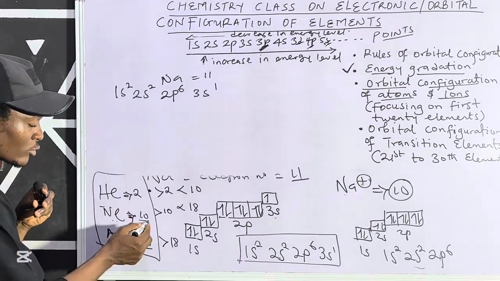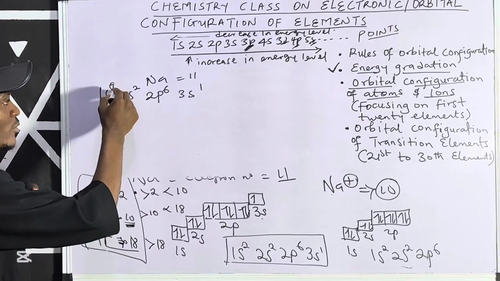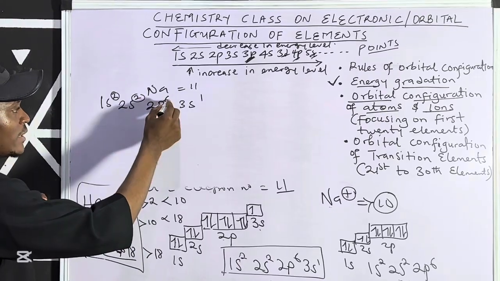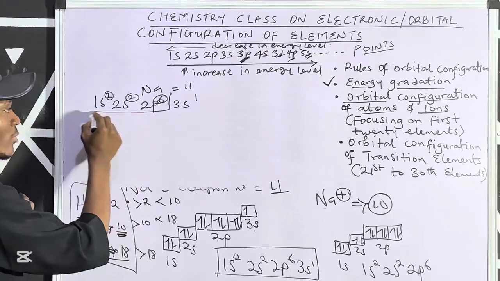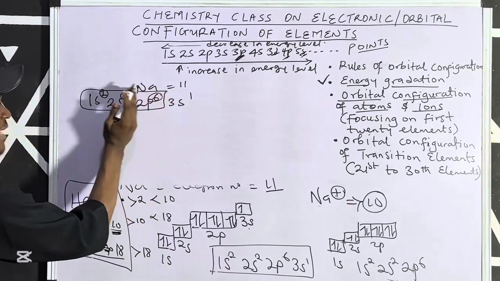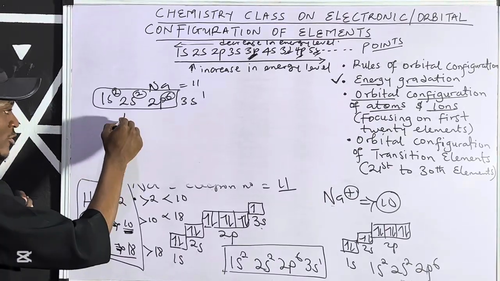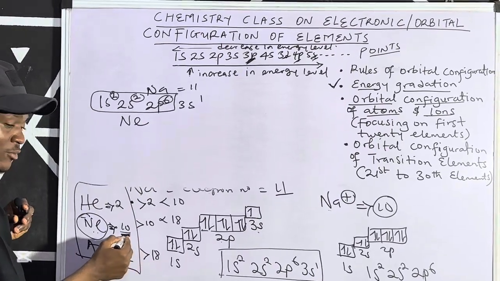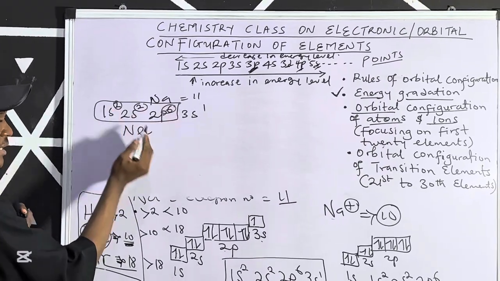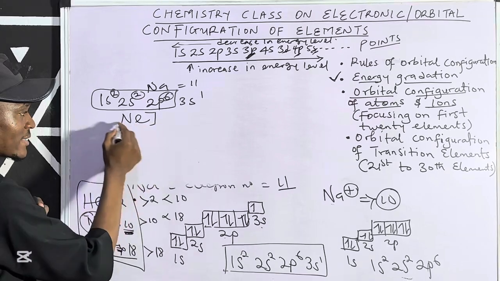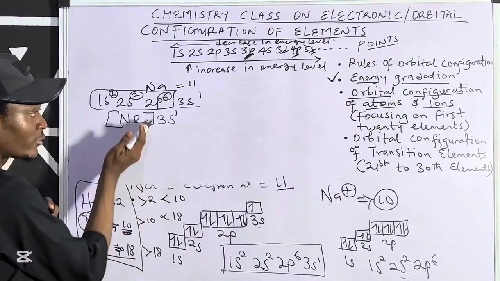So what am I supposed to do? Since neon has a total of 10 electrons, all I will just do is start counting from here, which is 2 plus 2 is 4, then 4 plus 6 is what? 10. So I will just remove these entire substances and I will now replace with neon. I will just write neon because neon has a total of 10 electrons. So instead of writing this, I will just detach everything. Since it gave me 10, I will write neon in square brackets, something like this. Then I will now end it with what? 3s1.